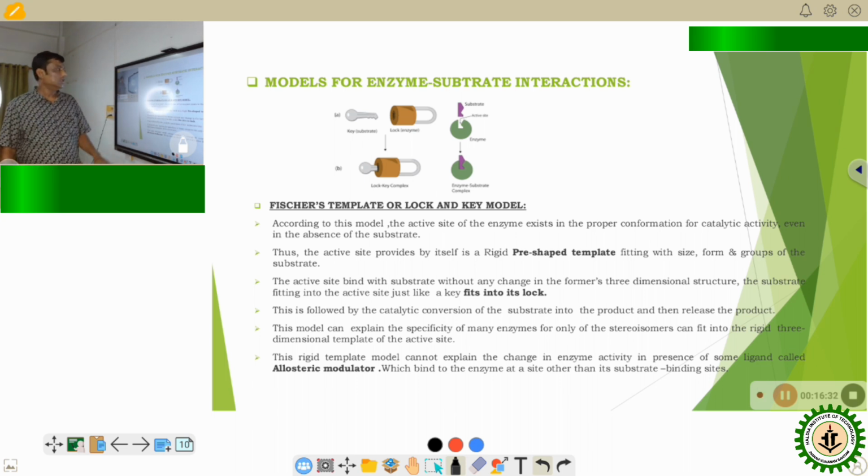According to this model, the active site of enzyme, where substrate binds, exists in proper conformation. Means its structure is pre-existing, and there are no changes we can make to it. The configuration of the active site remains fixed. So it has proper conformation for catalysis even in the absence of substrate. Whether substrate is present or not does not matter, the active site configuration remains fixed.